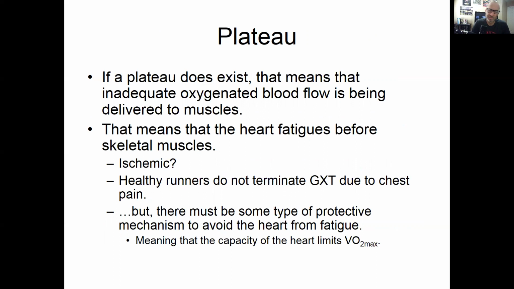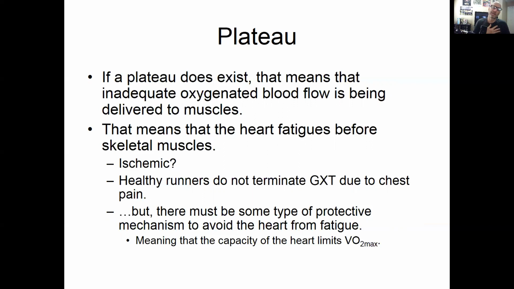All right, that seems reasonable. Remember, this has been something that we've held on to for some time, we being exercise scientists. That means that the heart has to be fatiguing before the skeletal muscles, because the heart is therefore limited in delivering the oxygenated blood to the muscles. That's the cardiac output. Ischemic means low blood flow, or low oxygenated blood flow to a muscle.